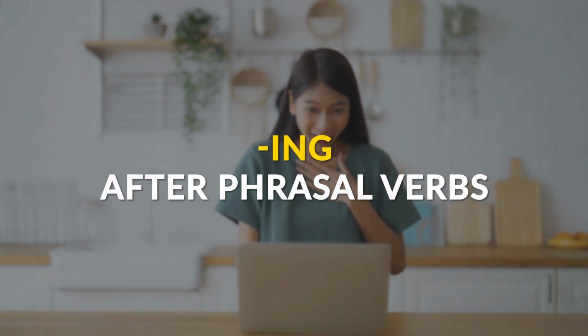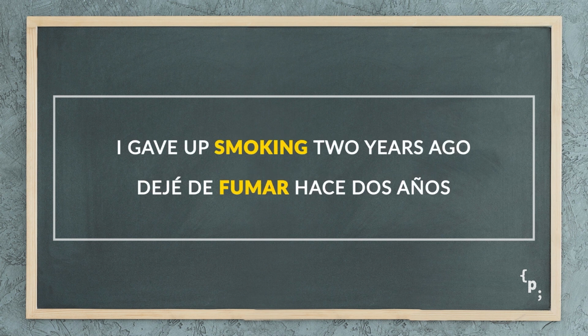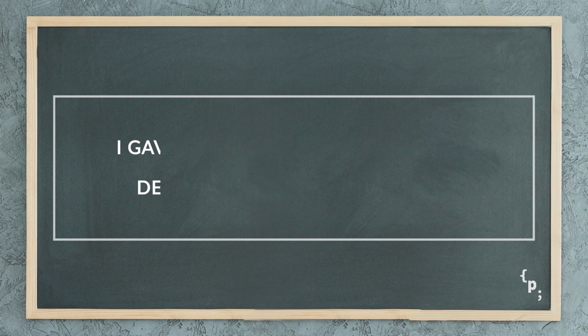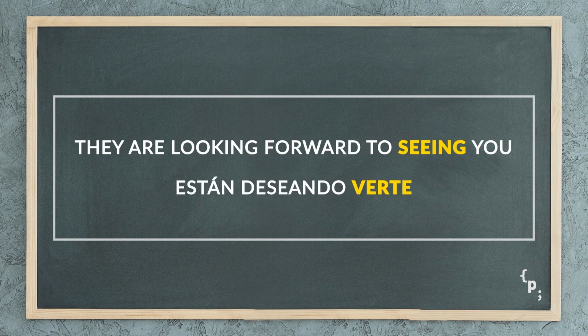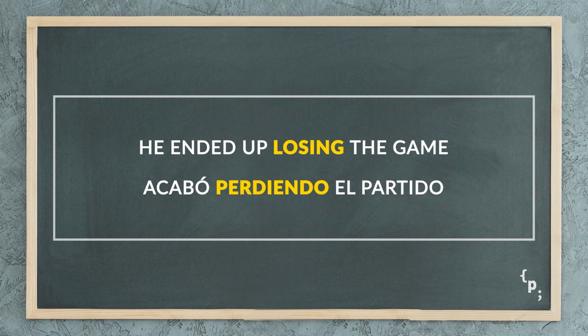After phrasal verbs, we use -ing. I gave up smoking 2 years ago. Dejé de fumar hace 2 años. They are looking forward to seeing you. Están deseando verte. He ended up losing the game. Acabó perdiendo el partido.